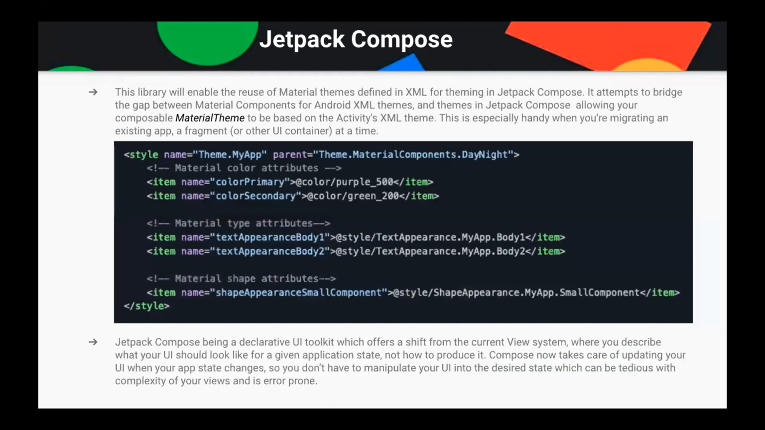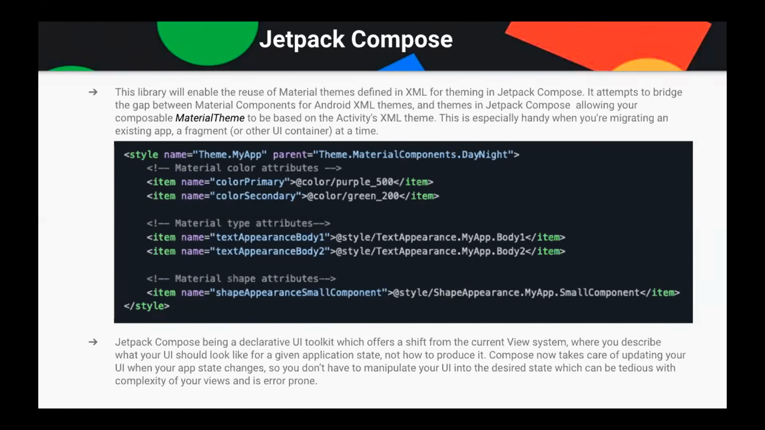This new library will enable the reuse of material themes as defined in the XML for theming in Jetpack Compose. It attempts to bridge the gap between Material Components for the normal Android XML themes and the themes in Jetpack Compose, allowing your composable Material theme to be based on the activity's XML theme. This comes in handy when you're migrating an existing app fragment to the new Jetpack Compose theme. As you can see from the code snippet, it's an easy integration.